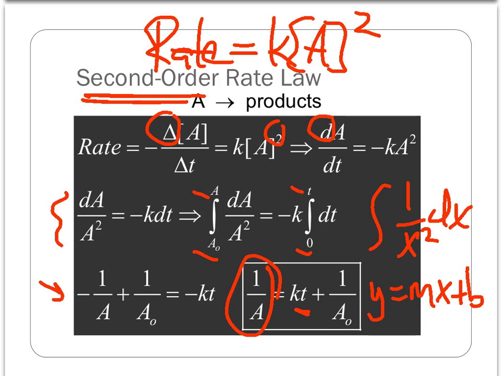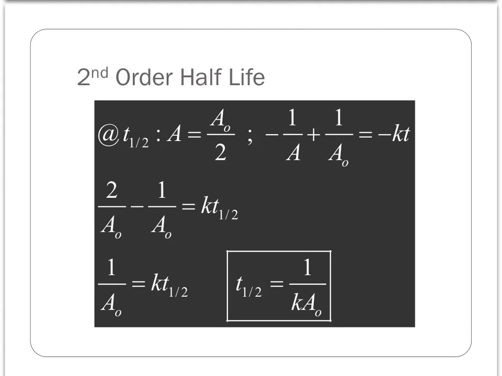Just like we did for first order, let's see what the corresponding half-life equation will be for a second order reaction. Remember that half-life is the time it takes to get down to 50% of the initial reagent. So at the half-life for second order, we have A equals A0 over 2. We're at the 50% complete mark, so I'm simply going to plug in A0 over 2 for A and solve for t.